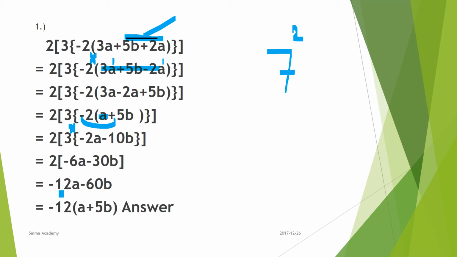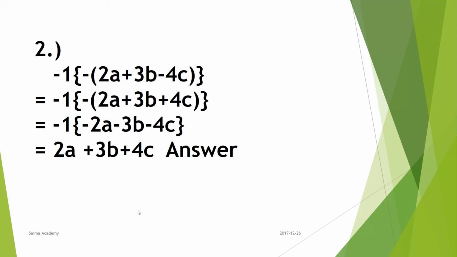And if we take minus 12 common from these two, so here will be only a, and this will be 5. 12 5 times 60, but this minus is now plus. Why? Because this minus and this minus is plus. So if you follow the BEDMAS, your answer will always be right.